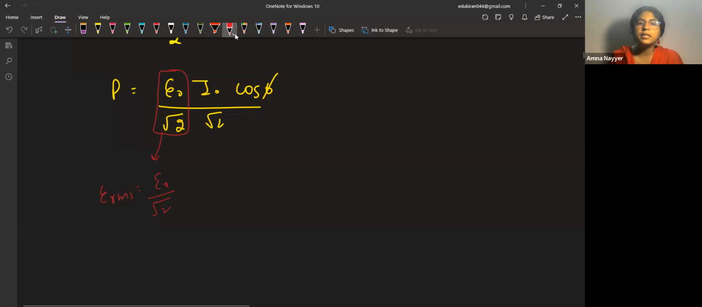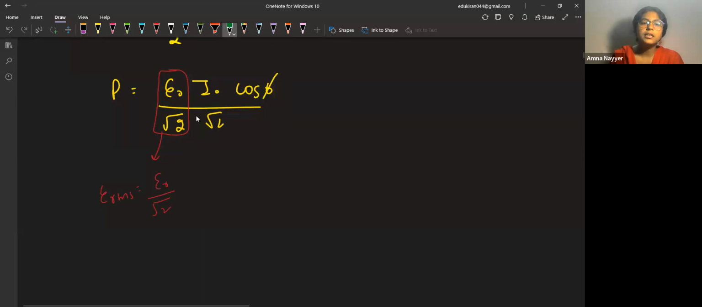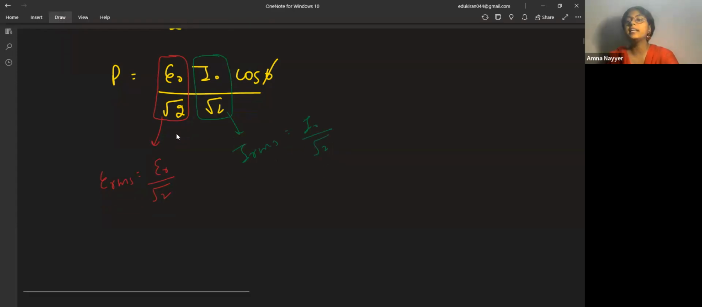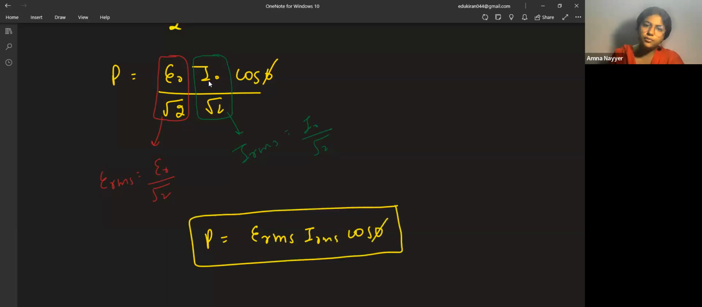And similarly, I naught by root 2 is IRMS. So what is the final formula that you are obtaining? Power is equal to ERMS into IRMS into cos phi. Mainly you have to remember this. This will also be used. The derivation can also be asked in your exam. Power's derivation can be asked.